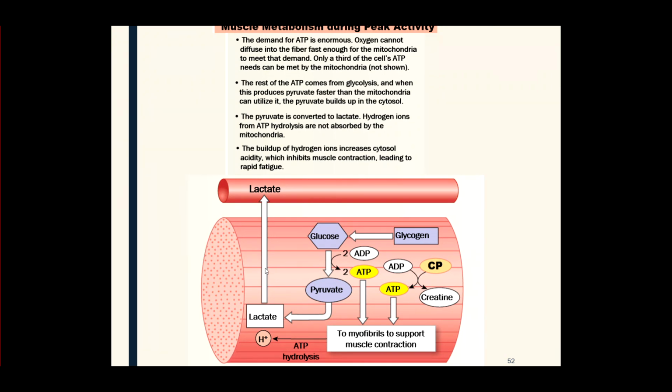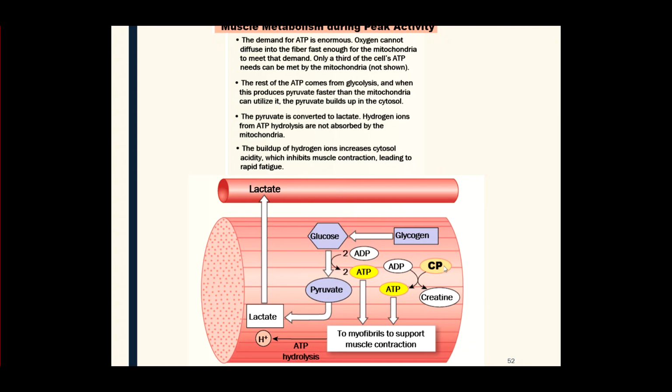What this does is this actually diffuses into the bloodstream, and I'll show you this on the next few slides. This lactate will go to the liver, and the liver reconverts it to glucose, and we can reuse it. So we actually recycle this. This is the stuff sometimes that makes you sore after a heavy workout, right? Your muscles are sore. This is the lactate.